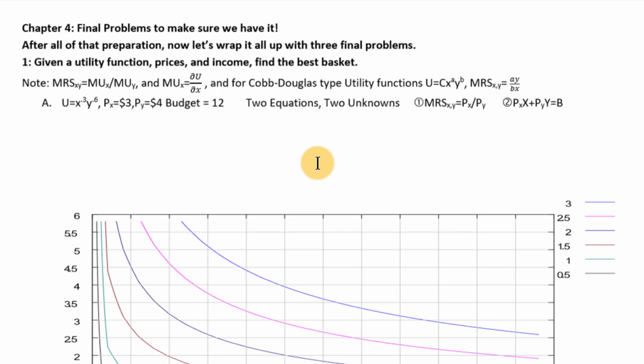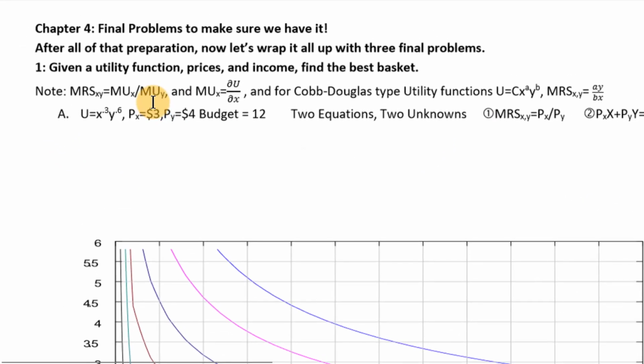So you want to just go ahead and write down your 2 equations that we're going to solve in 2 unknowns. Equation 1 says write down the formula for the marginal rate of substitution for this utility function. So let's zoom in here a bit.